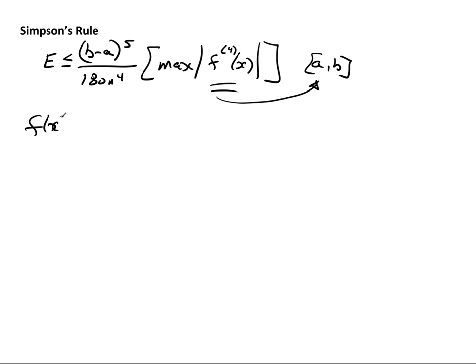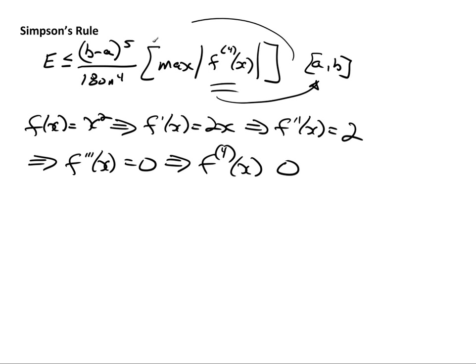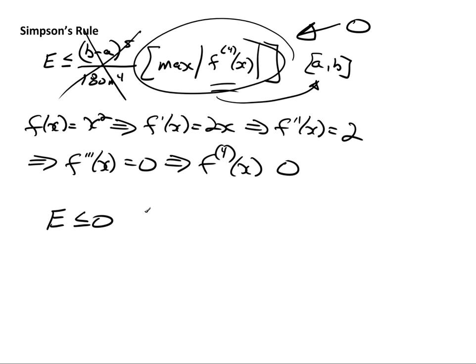So I have f of x equals x squared. So f prime of x equals 2x. So f double prime of x equals 2. So f triple prime of x equals 0, which obviously the 4th derivative is also going to be 0. So this component right here is actually going to be 0. That means I don't care what that component is. The error is less than or equal to 0. Well, yeah, we knew that because we nailed it. Remember, the actual answer was 8/3, and that's exactly what we got.